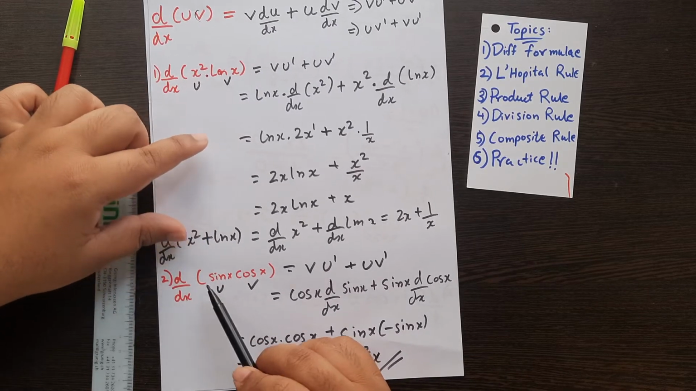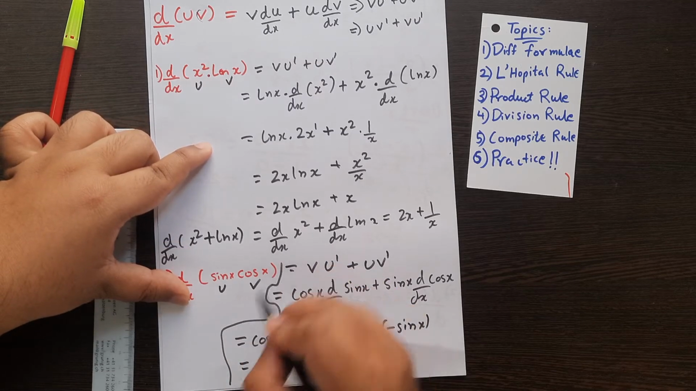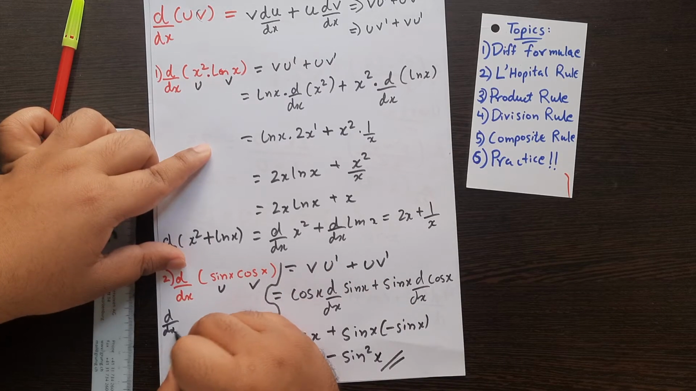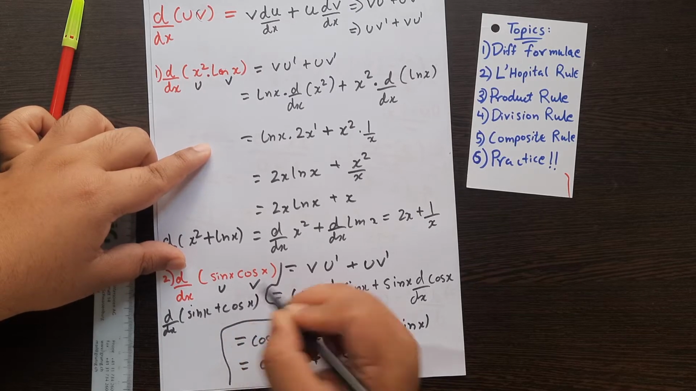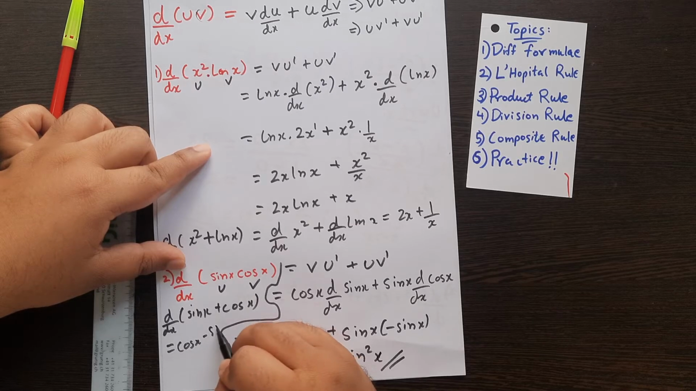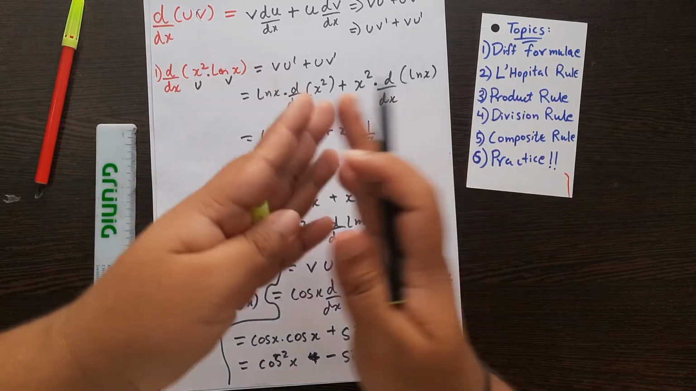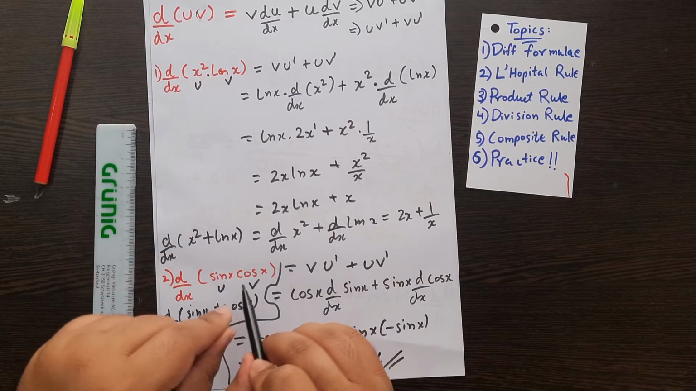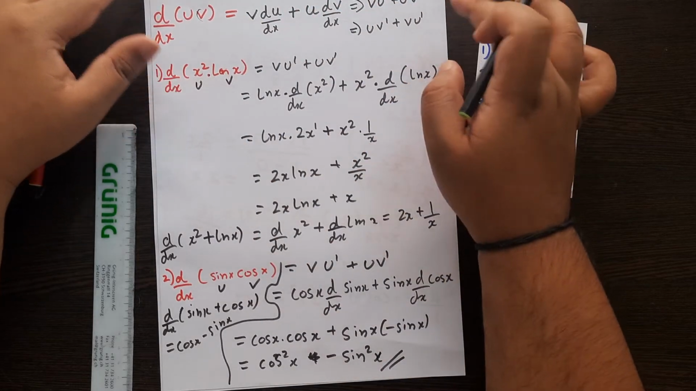Suppose I had just told d by dx, suppose the question was d by dx of sin x plus cos x, then directly the answer would just be equal to cos x minus sin x. Why? Because if it's addition, we can split up the terms and do the differentiation. But if it's a product, we have to use the product rule, that is vu dash plus uv dash.